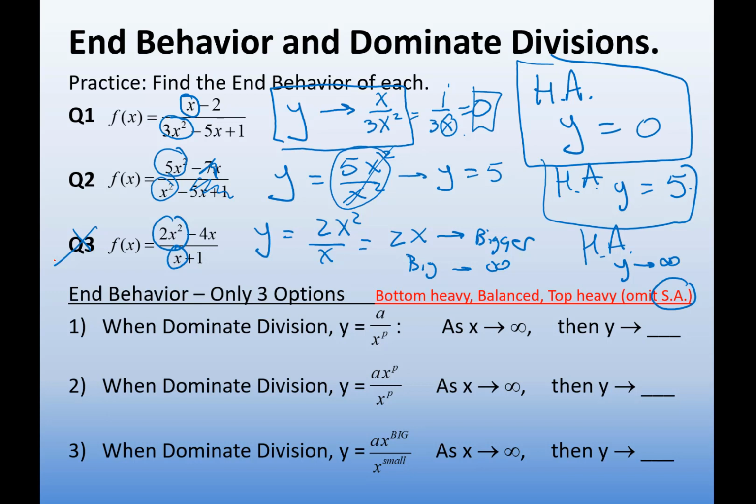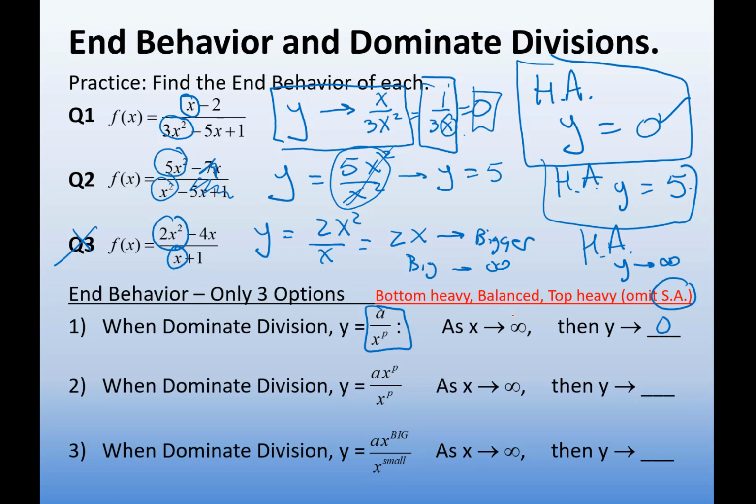But let's simplify this whole thing. What's happening? There are some patterns here. The first one, we had 1 over 3x. So we had a power of x on the bottom and just a number on the top. If there are x's on the bottom and just a number on the top, and x gets really big, it goes to 0. That's called bottom heavy, because all the x's are on the bottom and no x's are on the top.